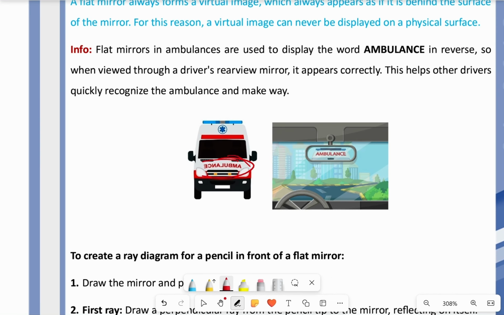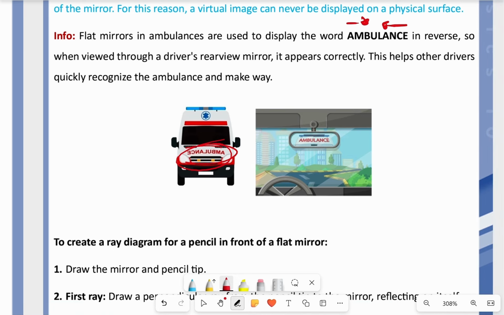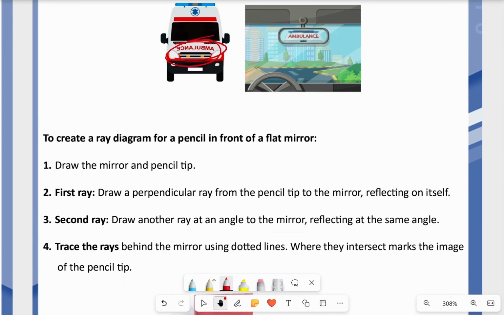This is a good example of the application of flat mirrors. You'll see that the name of the ambulance is written in inverse, starting from E, like this. It's not written like this. So when you see the ambulance in the mirror of your car, it's going to be reversed back, and you will read the name correctly.